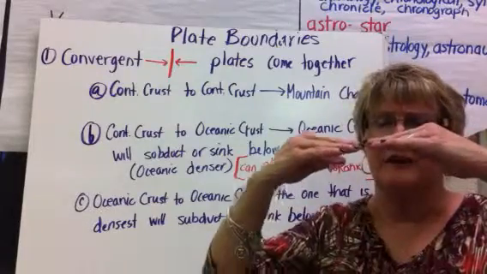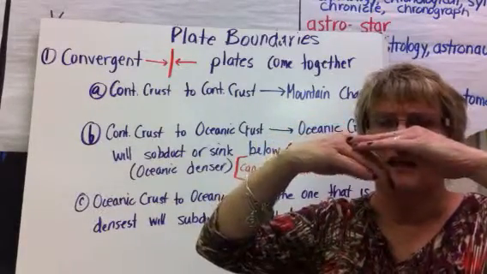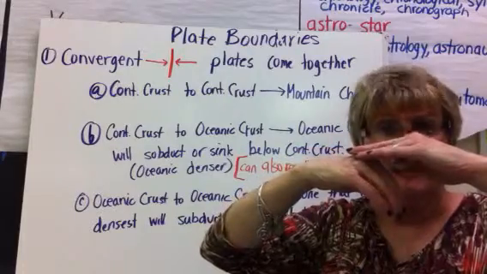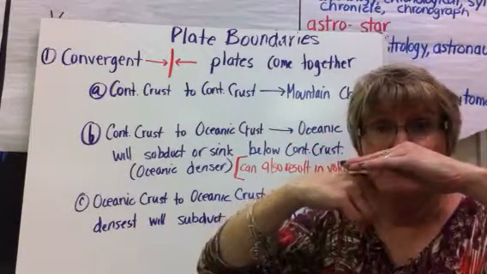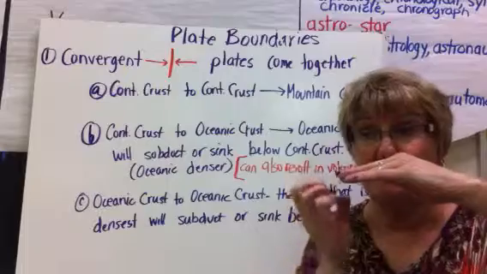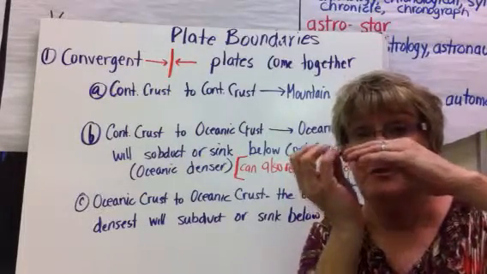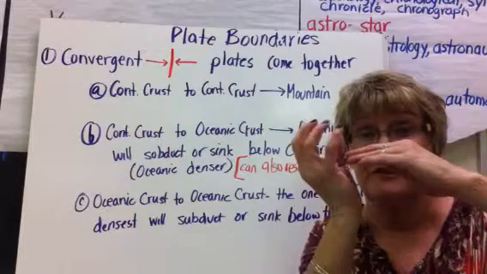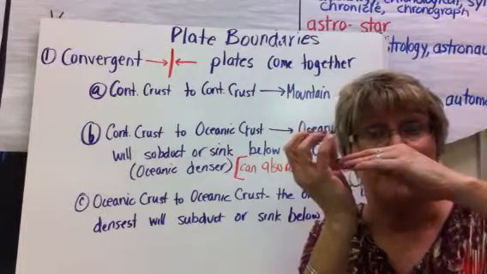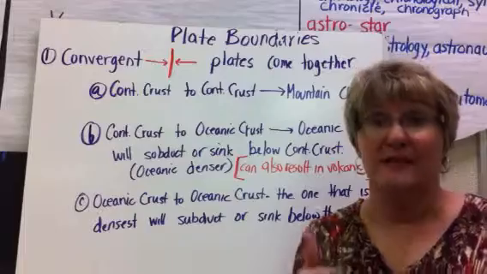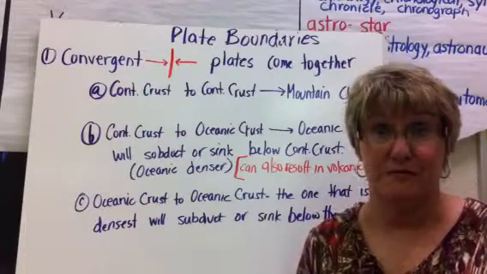The oceanic crust subducts under the continental, and it goes very, very deep, and it melts. And it melts and becomes magma, and then it pushes back up. And when it pushes back up, it pushes through the surface, and we have a mountain. That's how the Cascade Mountains are formed. That's how Mount St. Helens was formed.